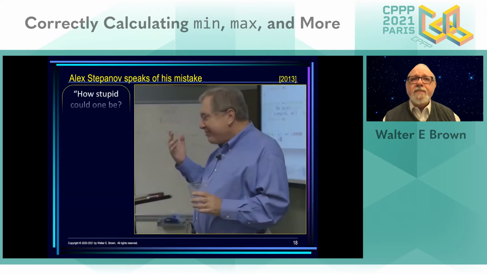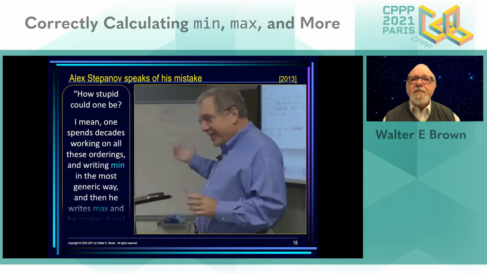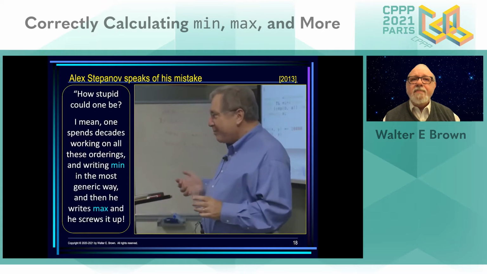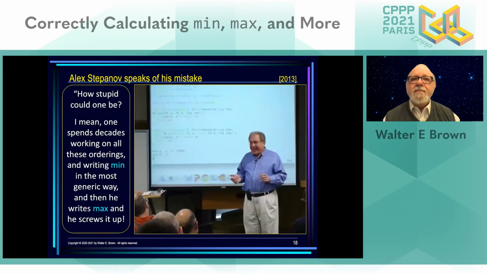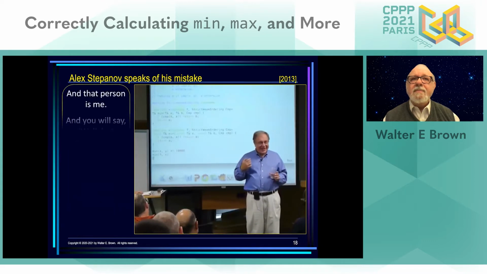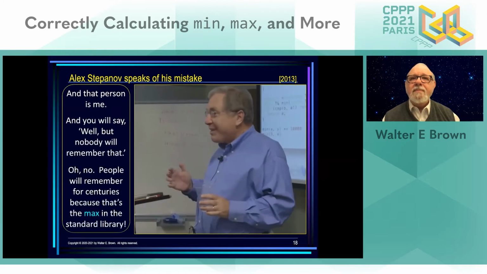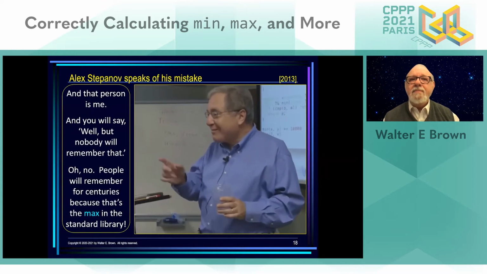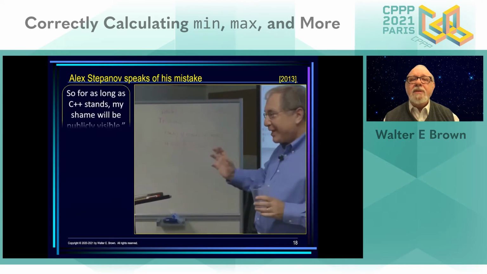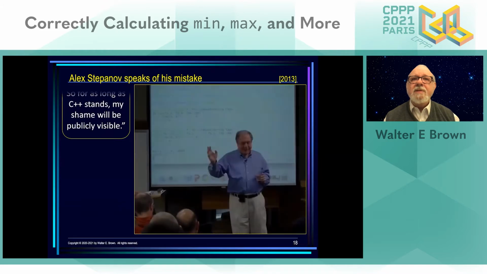How stupid could one be? I mean, one spends decades working on all these orderings and writing min in the most generic way, and then he writes max, and he screws it up. And the person is me. You'll say, well, but nobody will even remember that. Oh no, people will remember for centuries because that's the max in the standard library. So for as long as C++ stands, my shame will be publicly visible.